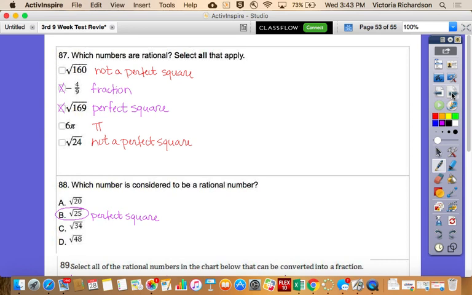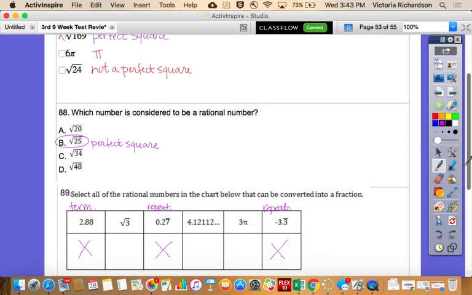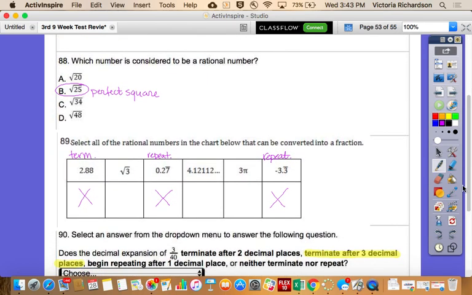Any square root divided by a number, if it's not a perfect square root, it's definitely going to be irrational, and pi is always irrational. So in this case, the only two rational numbers are the fraction -4/9 and the square root of 169 because it is a perfect square. Number 88. Which number is considered to be a rational number? The only one that's rational in this group is B because 25 is the only perfect square.